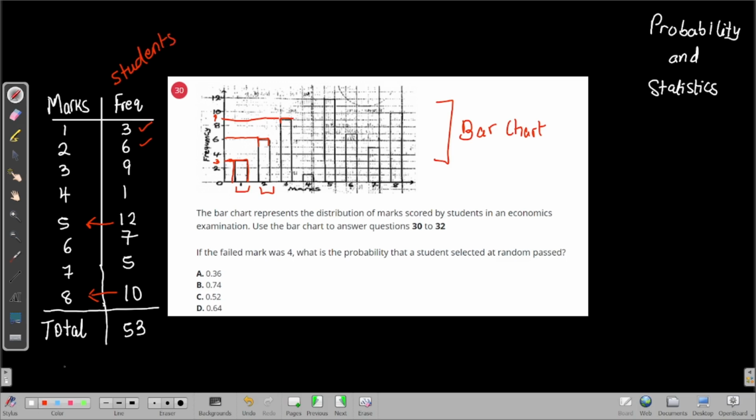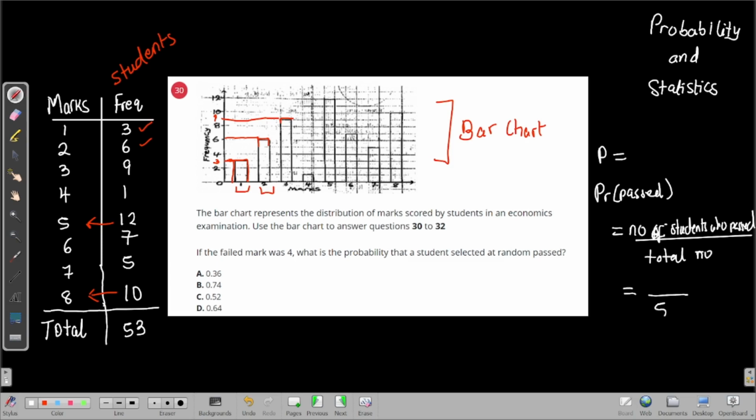Now they said if the fail mark is 4, what is the probability that a student selected at random passed? So first of all, the probability that the student selected at random passed is equal to the number of students who passed, divided by the total number of students. The total number of students is 53.